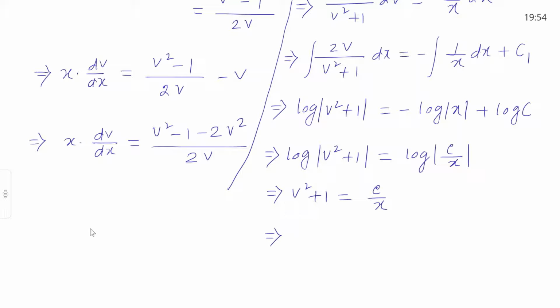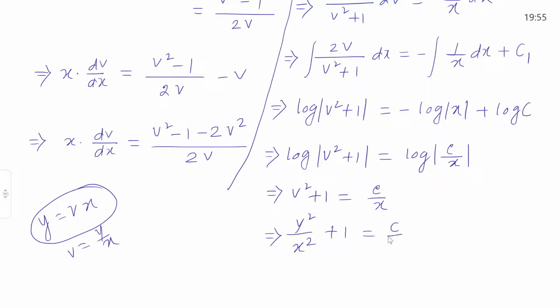Now what is v? Our original substitution is y is equal to vx. So v is equal to y by x. Replace here. So I write y square by x square plus 1 is equal to c by x. Then multiply by x square, and the left hand side becomes y square plus x square is equal to cx. You can leave the answer here; no need to simplify further. Okay, so this is the solution of the problem.